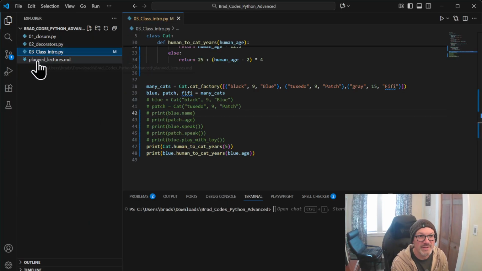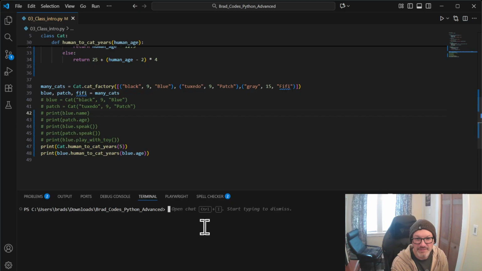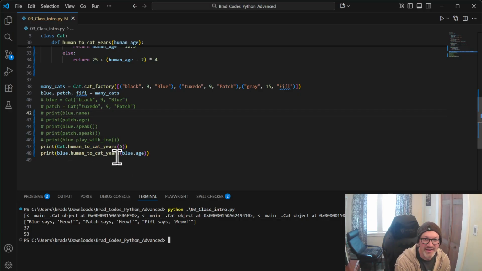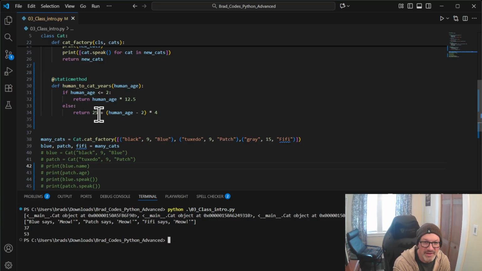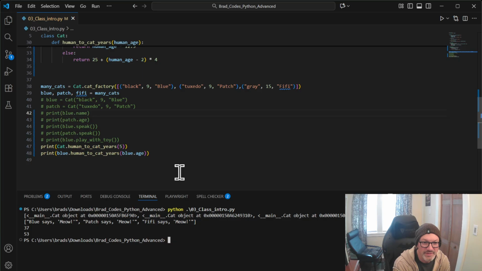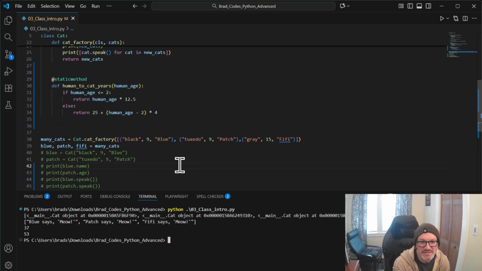So, boom, we are all right. Let's see what we got. So a 5-year-old cat equals 37 human years. Let's see. We'd have 25, 5 minus 2 would be 3 times 4, 25 plus 12. That should give us 37. Outstanding. Now let's look at blue's. Blue is 9, right? So we're going to have 25 plus blue's 9 in human age years, so that's going to be 7 times 4 of 28. 25 plus 28 should be 53. Sounds like we are working great here.